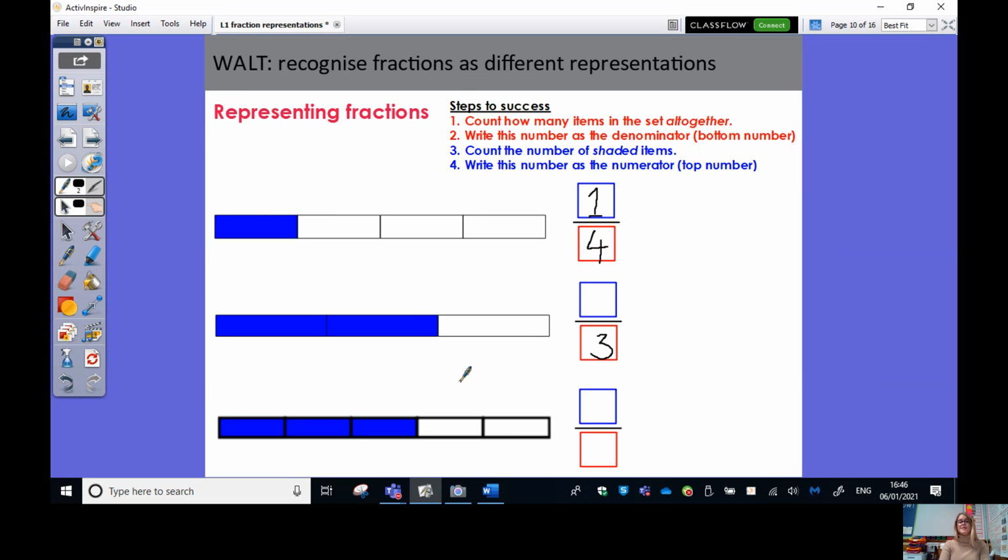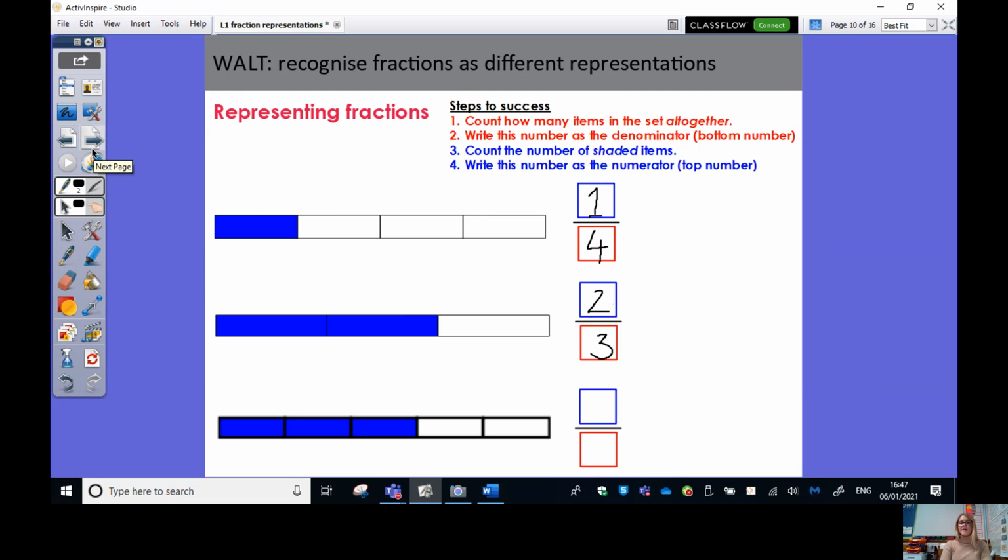There are 2 shaded, and that number needs to go as my numerator. So altogether, there are 2/3 of this shape shaded. It is showing me 2/3. Okay, I want you to pause the video now and have a go at the last one. I'm just going to try and do that in 10 seconds and then come back to the video. Okay, off you go.